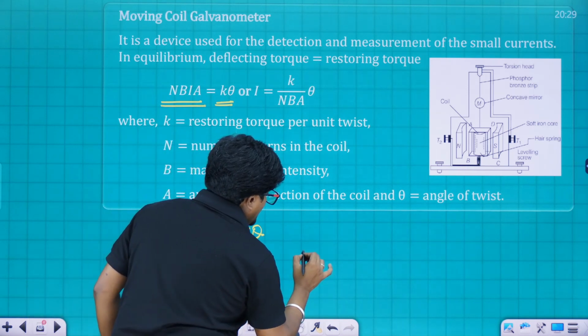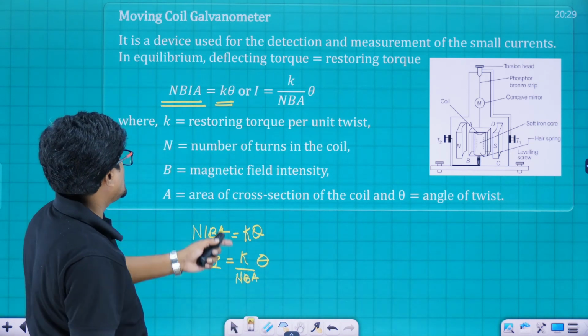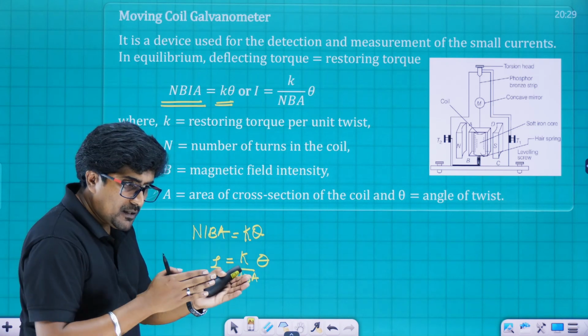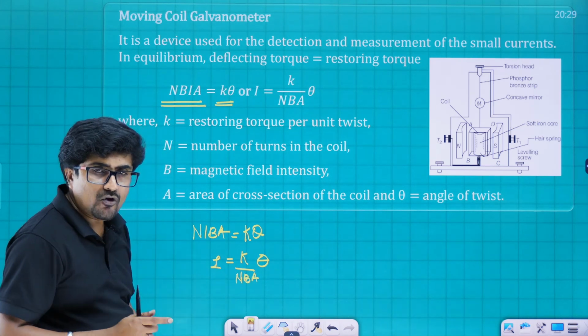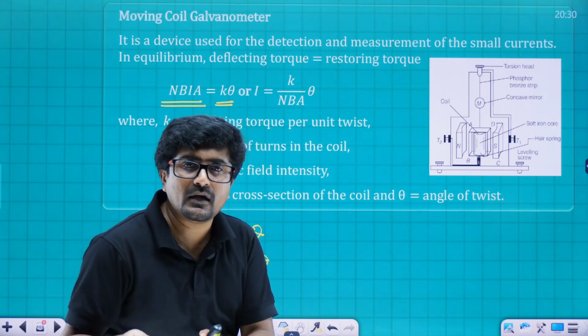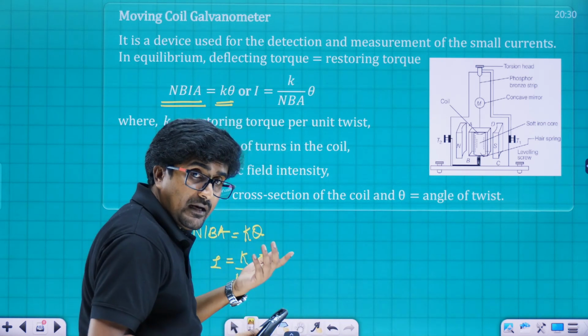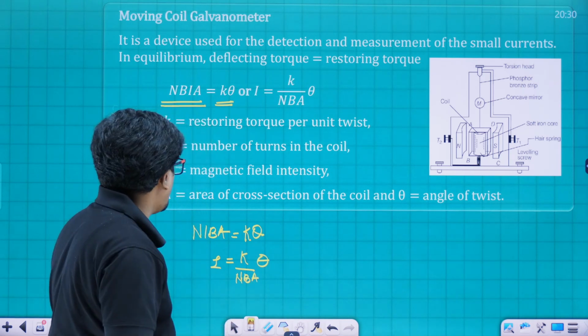So the deflection here is directly proportional to the current passing through it, and that is the principle behind the moving coil galvanometer. From there, the galvanometer actually only senses the current, but we can later convert that into an ammeter to measure the value of current as well.